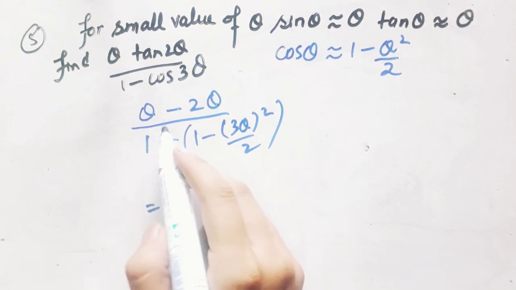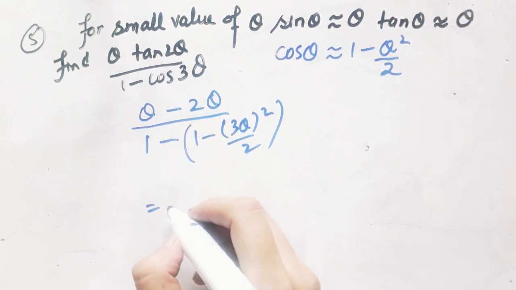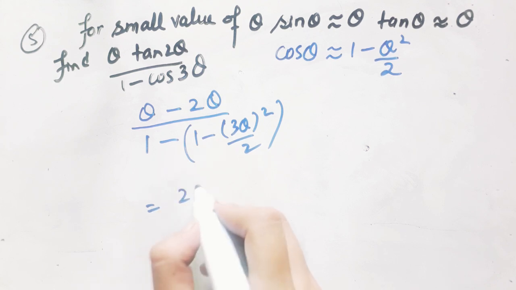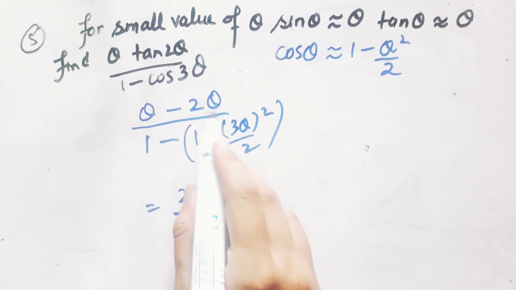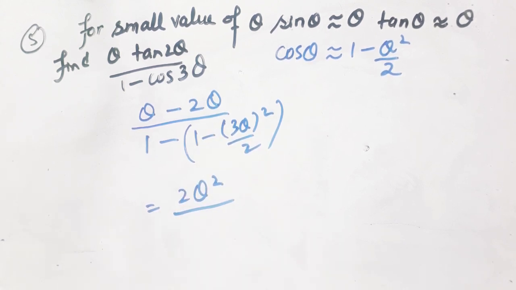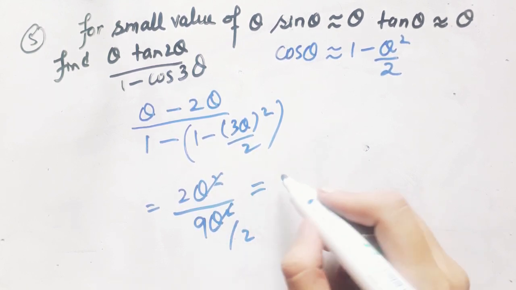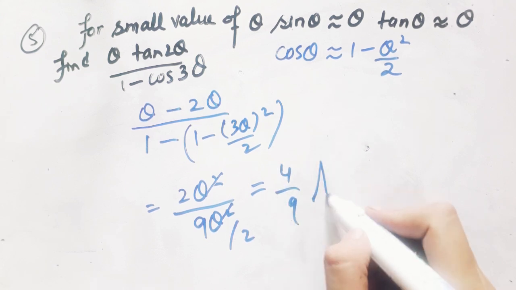So we will get theta minus 2 theta is equal to the 2 theta square. This 2 is multiplied by this. Then in the denominator we will have, by solving this, 9 theta square by 2. So theta square and theta square is cancelled out, and we have answer 4 by 9.